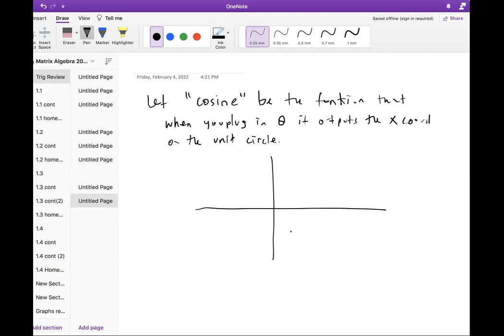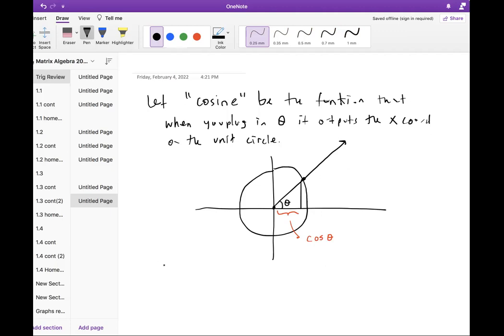Here is the unit circle. I have some ray that hits the circle at some point, and this ray has some angle to the x-axis. So I'm defining cosine as the thing that tells me what the x value is. So this will be called cosine of the angle. Cosine will tell me what the x value is for that angle.